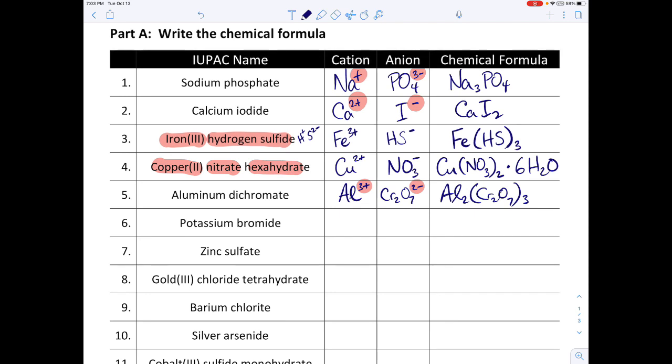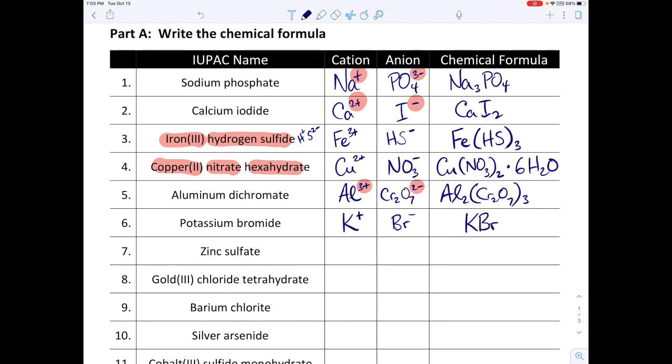Potassium bromide. Potassium is an alkali metal. Plus 1 is its charge, or 1 positive. Bromide is a halogen. Their charges are 1 negative. A +1 and a -1 cancel out. So the formula will just be KBr.